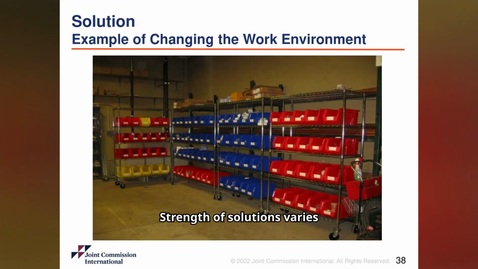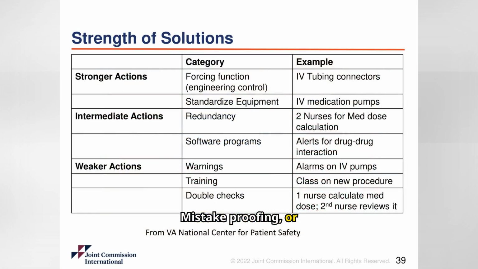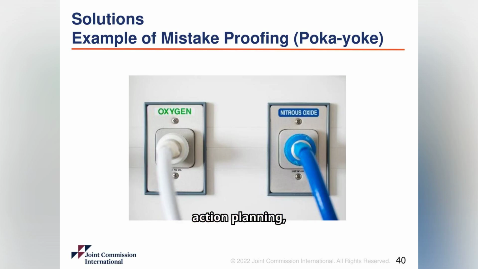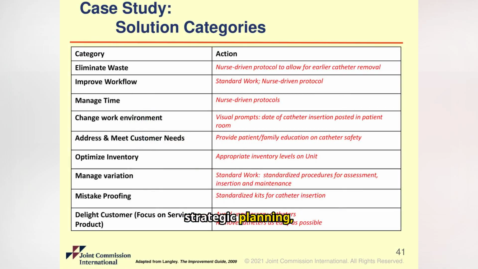Strength of solutions varies from stronger actions like engineering controls to weaker actions like training, emphasizing the importance of selecting effective interventions. Mistake proofing, or poka-yoke, involves designing processes to minimize errors, ensuring that patient care practices are reliable and safe. Solution categories guide action planning, eliminating waste, improving workflows, and managing time, ensuring patient care processes are efficient and patient-focused. Making changes involves strategic planning, implementation, and monitoring, ensuring that improvements are effectively integrated into daily patient care practices.